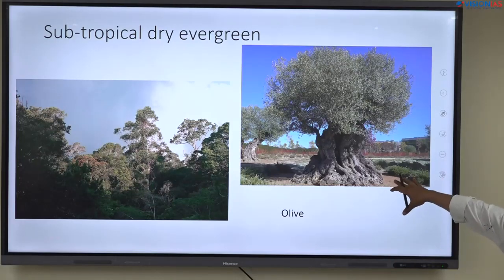And here in this image, you can see the major species, olive. This is the tree from which olive oil is extracted. Okay. So this tree also gives you a byproduct, olive oil is extracted from it.